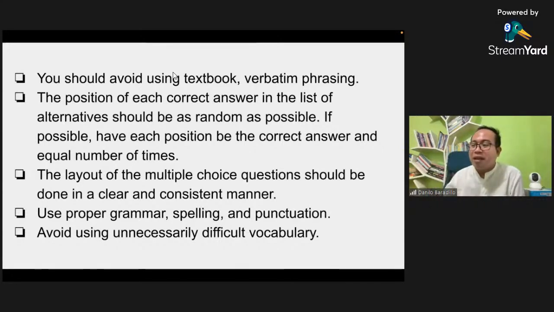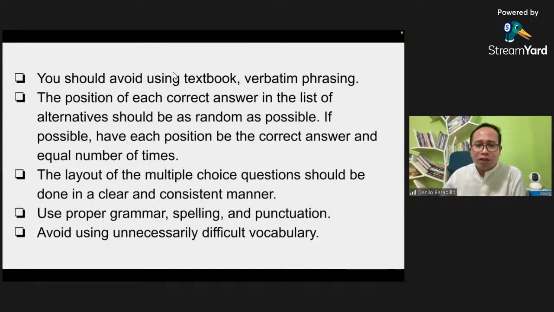They would not already think critically about your courses. They would only be able to find out the pattern that you are actually trying to have. So have each position of the correct answer an equal number of times. It should be as random as possible.